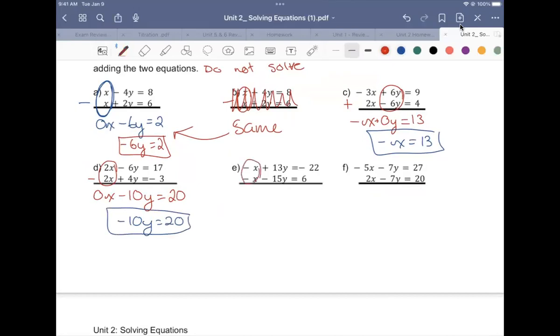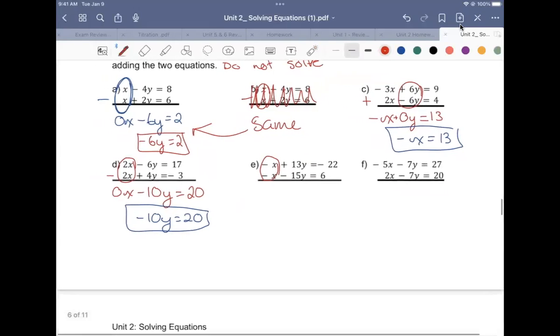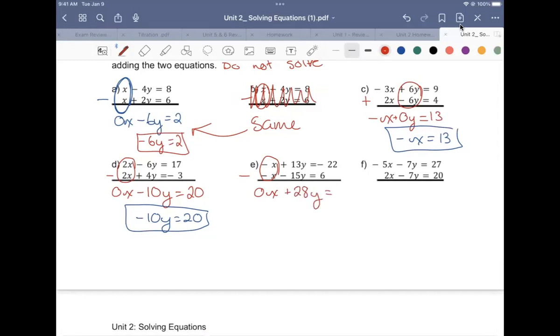Here I have negative x and negative x, and then 13y and negative 15y. So because they're the same sign, I am going to subtract them from one another. So negative x minus negative x is going to give me 0x. Positive 13y minus negative 15y is going to give me positive 28y. And negative 22 minus 6 is going to give me negative 28. So if I simplify that down, I will get 28y is equal to negative 28.